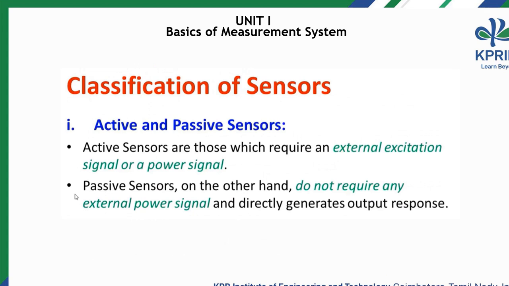Next is the classification of sensors. We can classify sensors based on many parameters. We'll see them one by one. The first one is active and passive sensors. Active sensors are those which require an external signal or power. So when you want to activate the sensor, if you need an external power or external excitation signal, that is called an active sensor. And a passive sensor does not require any external power supply to activate the sensor operation.